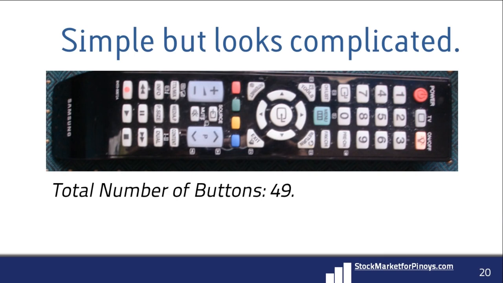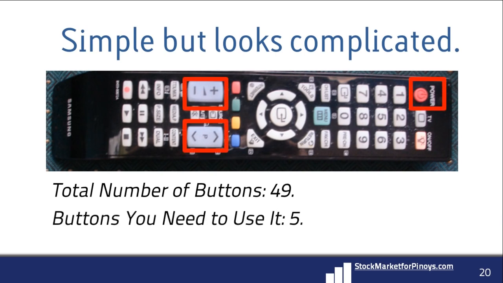But here's the thing. Once you learn how to use it, you'll know that there are only 5 buttons which you need to know in order to use it. The total number of buttons in this remote control is 49. But you only need 5 buttons to use it. Channel up, channel down, volume up, volume down, and the power button. That's it. The rest of the buttons, they are rarely used. Now, I honestly haven't pressed some of the buttons since we got the TV.